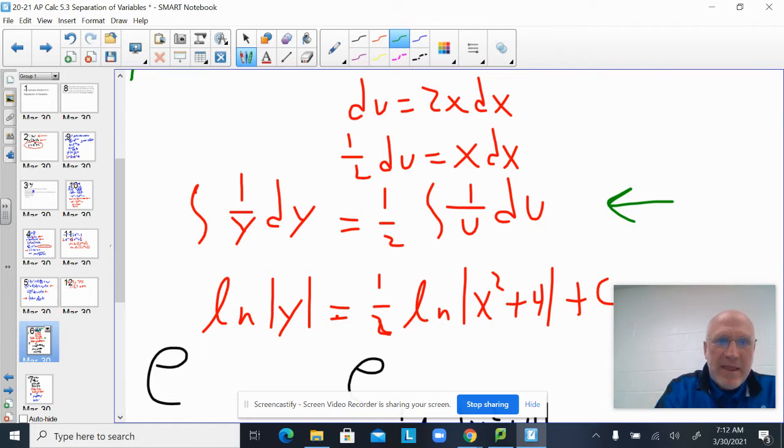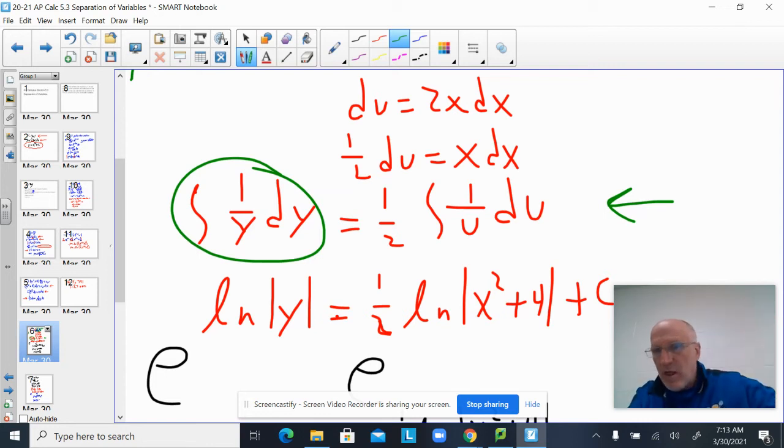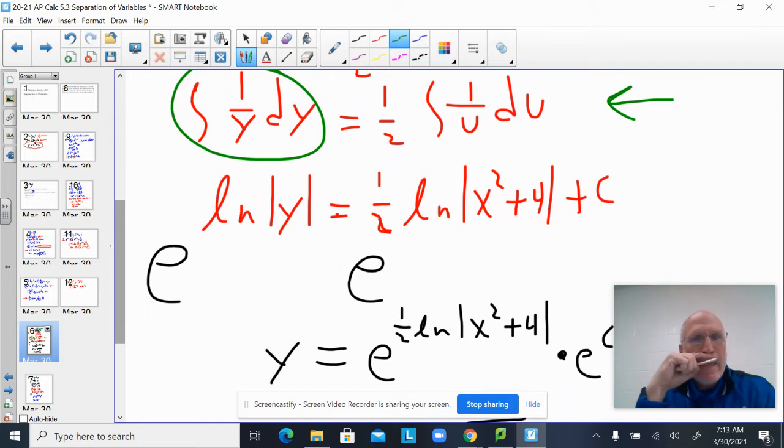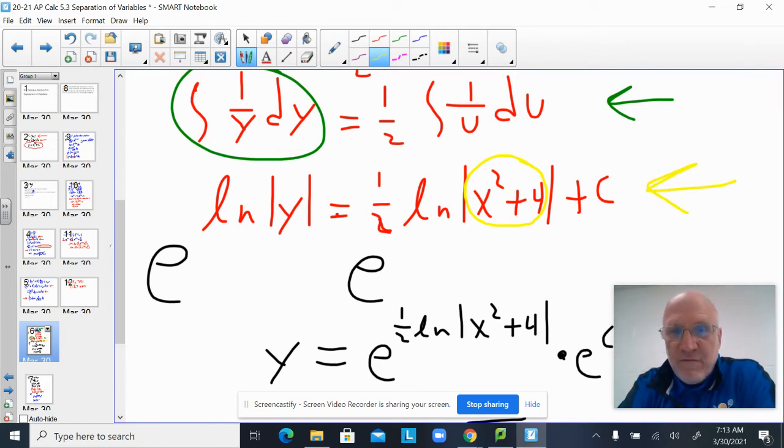And the left side, when I integrate 1 over y dy, well, the antiderivative of 1 over y is natural log of the absolute value of y. And then similarly, the right side, the integral of 1 over u is 1/2 the natural log of the absolute value of u. Notice I went ahead and replaced this. Originally I would have said natural log of u, but I replaced u with what u equals. So this line here, I just put the yellow arrow by. I have finished integrating both sides. Now the goal is to solve for y.